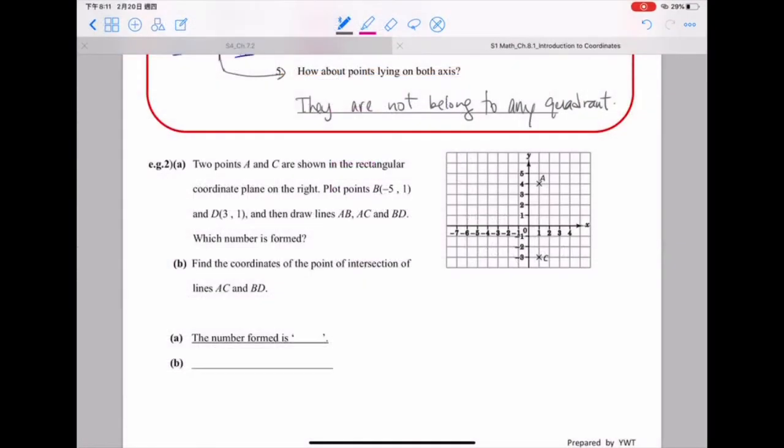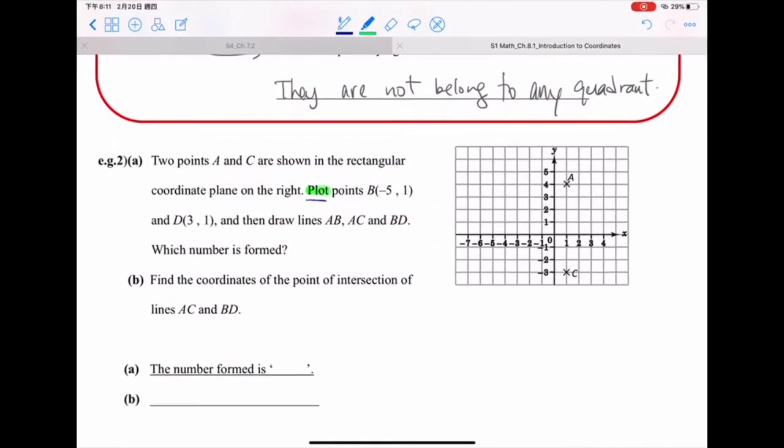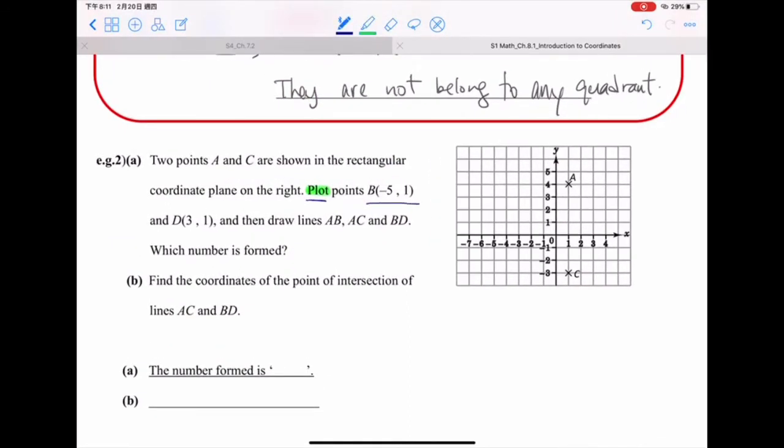Next, let's see the next example. In here, 2 points are given, A and C. A and C are here. And then plot. You need to know this word plot. You are asked to plot 2 points B and D. Plot is just like the 2 given here. Mark the points on the coordinate plane.